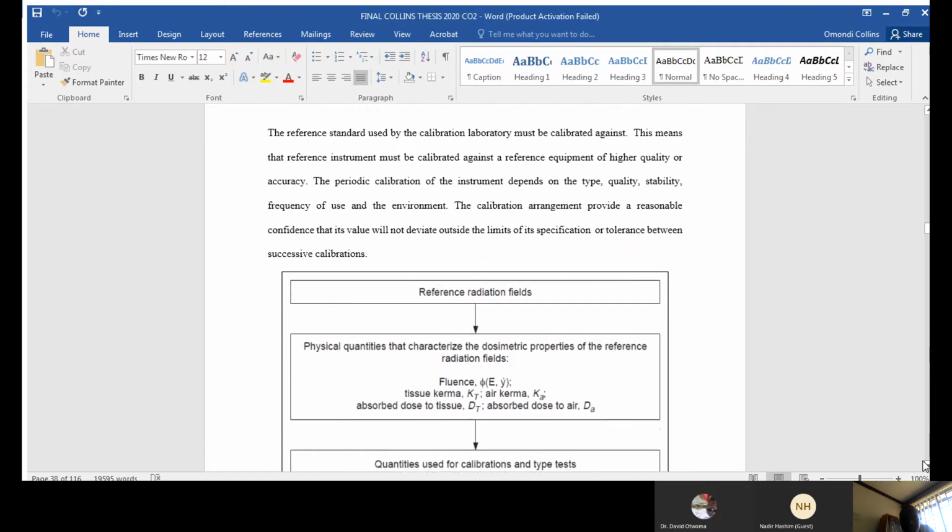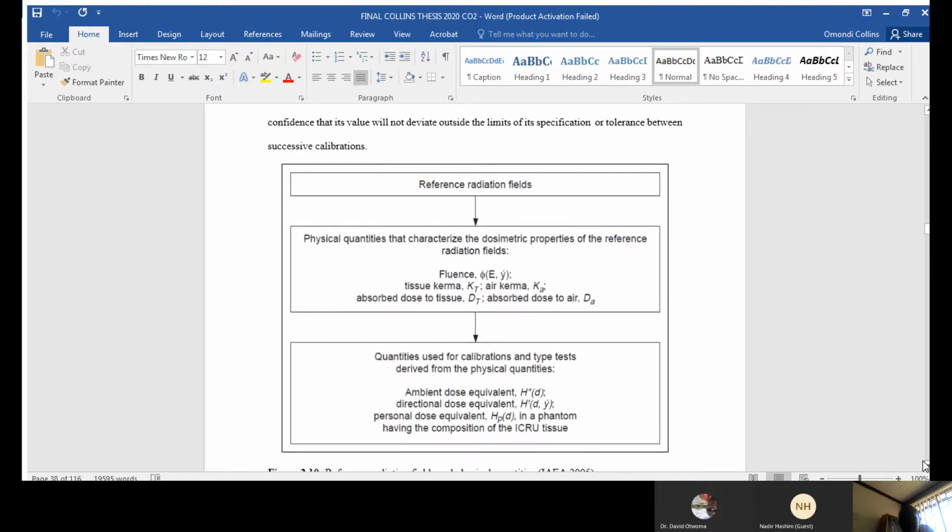So this is the traceability for the field. It starts with the reference field, which is calibrated. Then we go to the particular air camera. Then we use the air camera to calibrate the equipment. So it shows the traceability from the reference to the air camera and eventually to the calibration of the equipment.